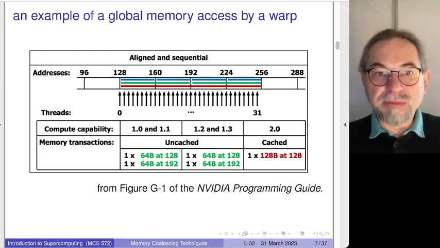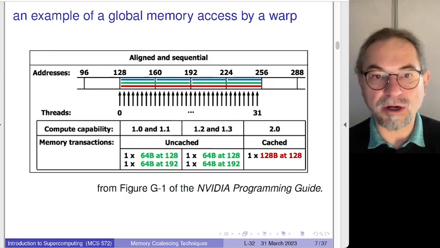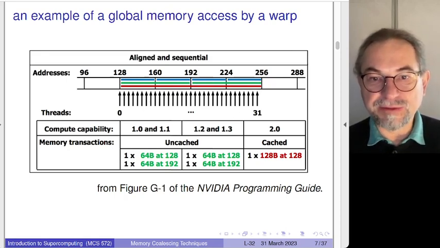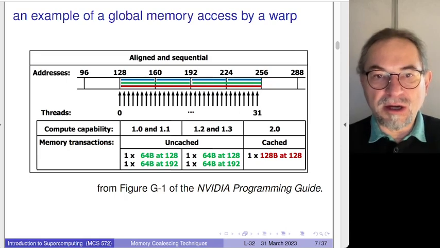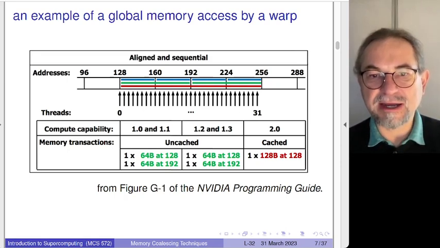Here is how global memory is accessed by a warp. This is a historical picture, still talking about compute capability 1 and 2. But it still matters, it's still very much relevant for today. We see 32 threads that are going to access consecutive memory addresses. And there are also the bytes that are accessed at each location.